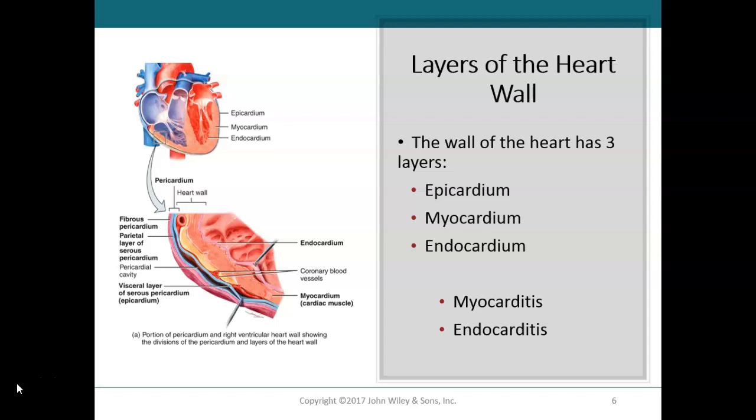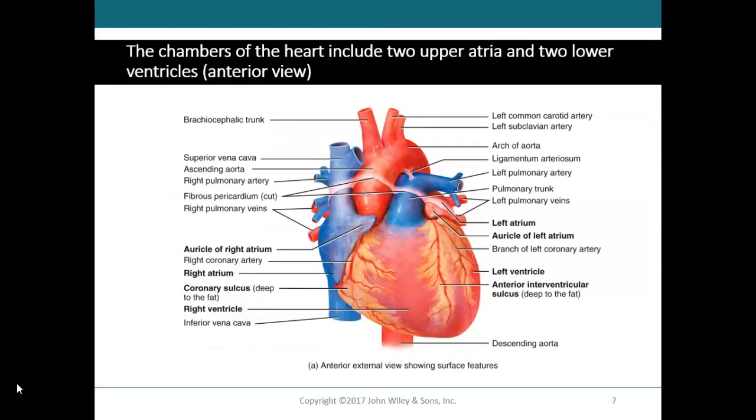The signs and symptoms of endocarditis include fever, irregular and rapid heartbeat, fatigue, loss of appetite, heart murmur, night sweats, and chills. Treatment for endocarditis is usually effective with intravenous or IV antibiotics.